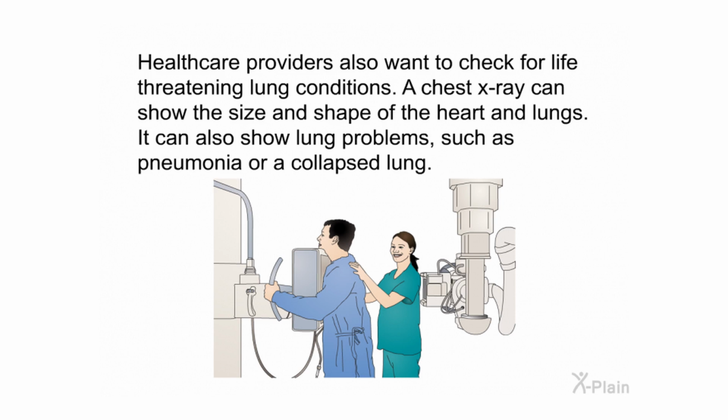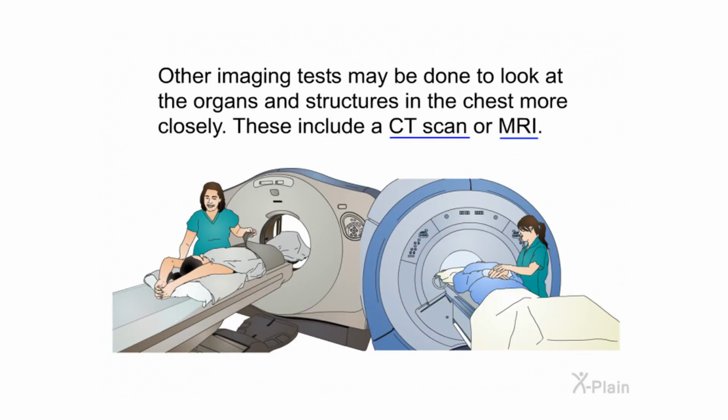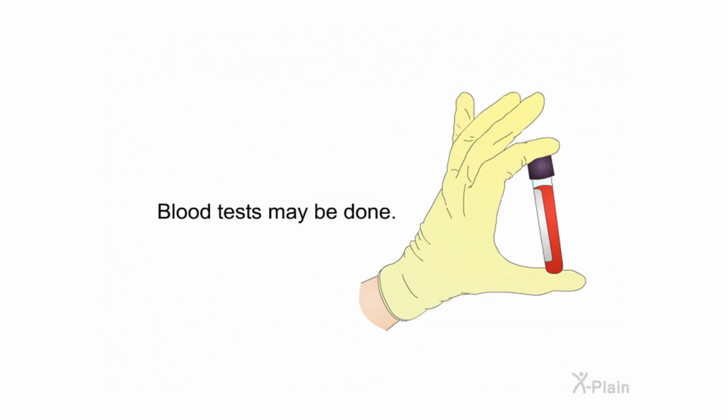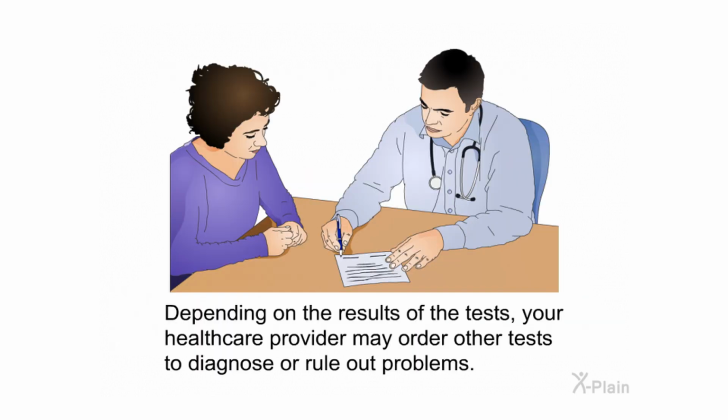Healthcare providers also want to check for life-threatening lung conditions. A chest X-ray can show the size and shape of the heart and lungs. It can also show lung problems, such as pneumonia or a collapsed lung. Other imaging tests may be done to look at the organs and structures in the chest more closely. These include a CT scan or MRI. Blood tests may be done. Depending on the results of the tests, your healthcare provider may order other tests to diagnose or rule out problems.